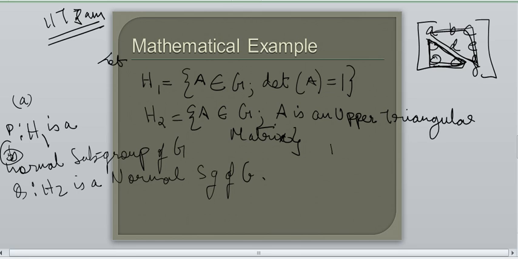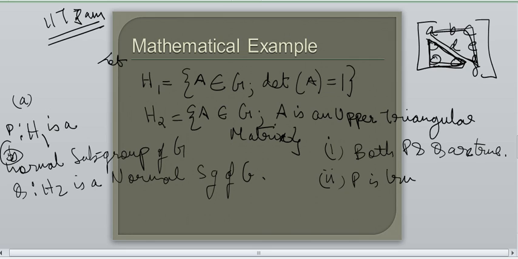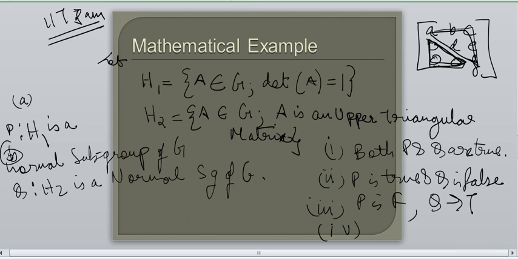Then the options: first option, both P and Q are true. Second one, P is true and Q is false. Third one, P is false and Q is true. And the fourth one, both false. We will check which one is correct.